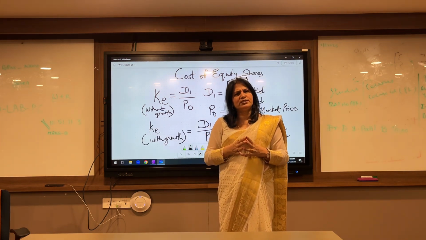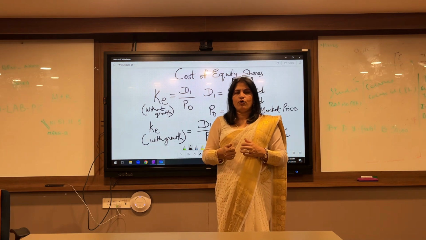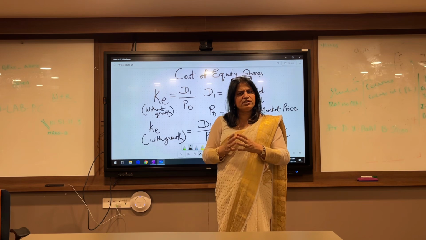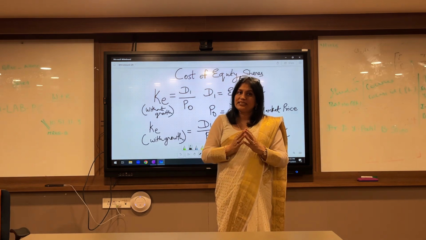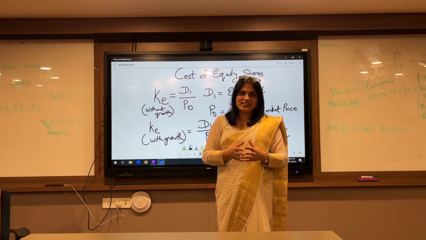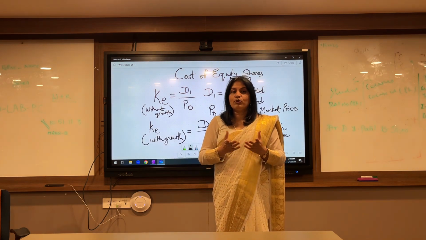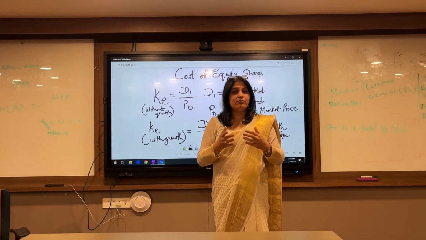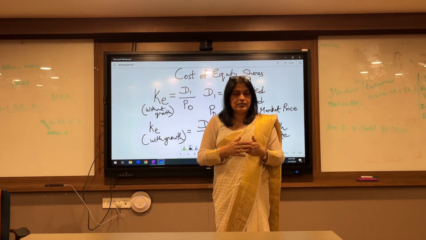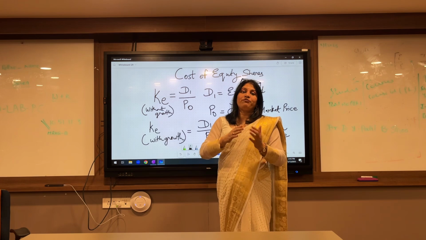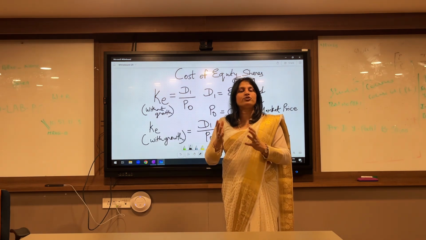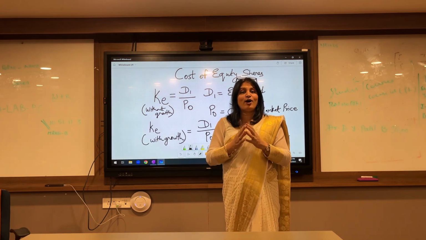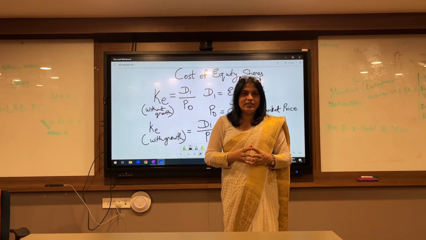The task was very simple when we talked about debt or preference shares. For debt, the cost was fixed in nature in the form of interest. Similarly, the cost was fixed even for the preference dividend. But what to do when it comes to equity? Because equity shareholders' reward is fluctuating in nature. The dividend which is paid to equity shares varies. It fluctuates, which makes our task very, very difficult as to how we should calculate the cost of equity.